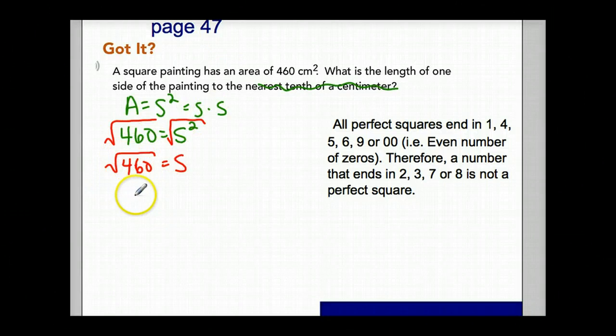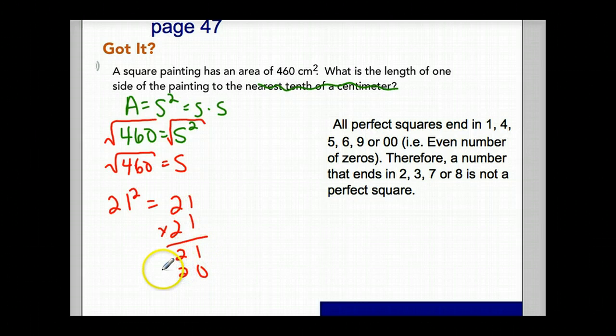Well, we know 20 times 20, 20 squared, is 400. So I'm going to try 21. What is 21 squared? 21 squared just equals 21 times 21, which gives us, if we multiply this out, 441. Well, that's a little low, right? We need it to be near 460. Well, this is what I mean. We're going to figure out which two numbers the length of our side could be in between.